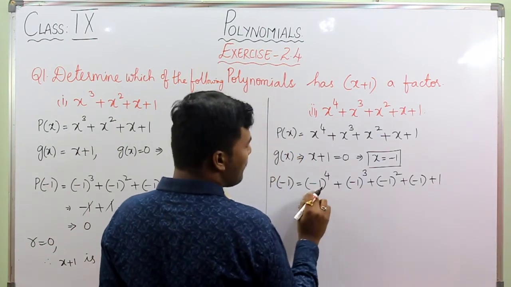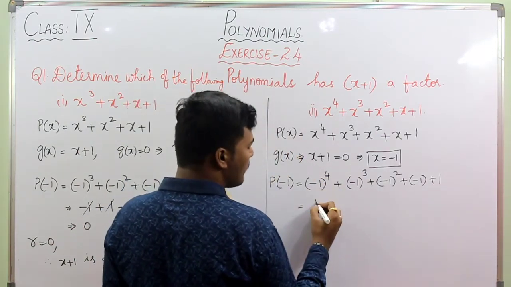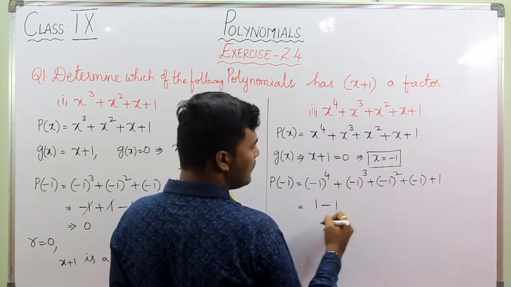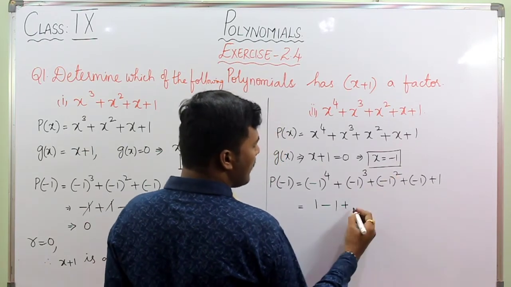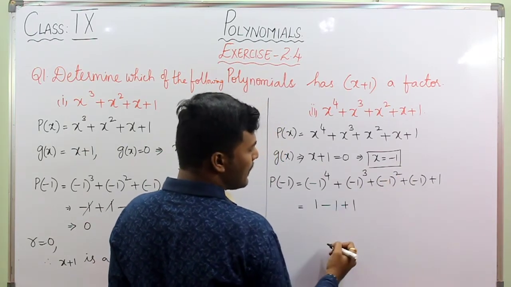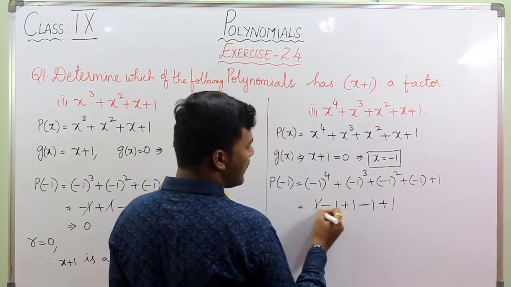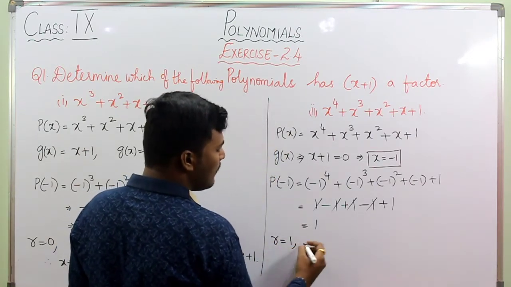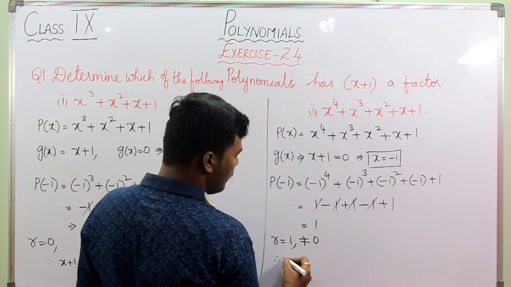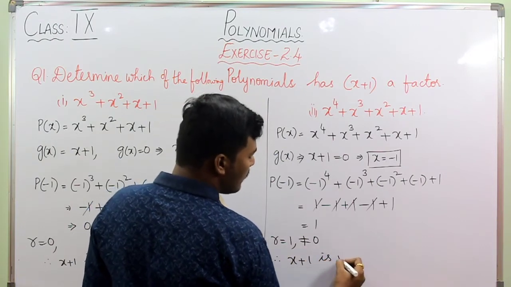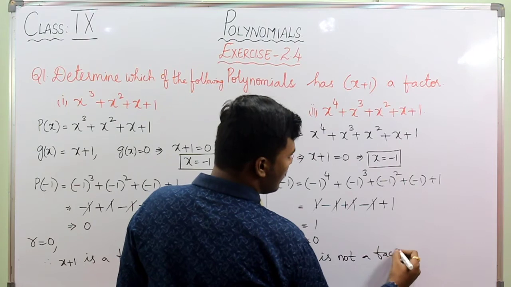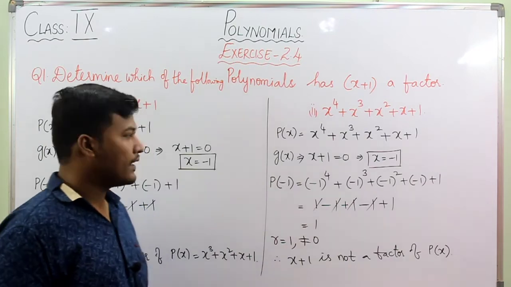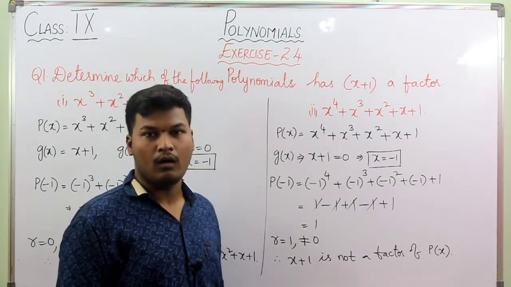Then we get minus 1 to the power of an even number, so it will become plus 1. Minus 1 to the power of an odd number will become minus 1. Minus 1 to the power of an even number will become plus 1. Minus 1 plus 1, minus 1 plus 1 cancel. We are left with 1. So as r is equal to 1, which is not equal to 0, therefore x plus 1 is not a factor of p of x. Okay, this is how we conclude whether it is a factor or not.